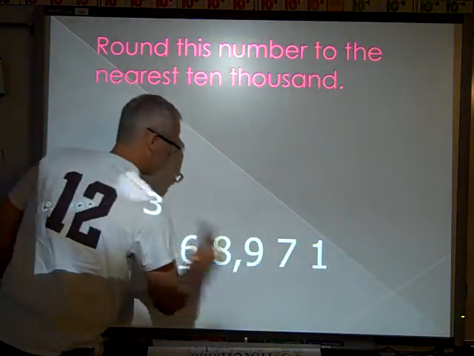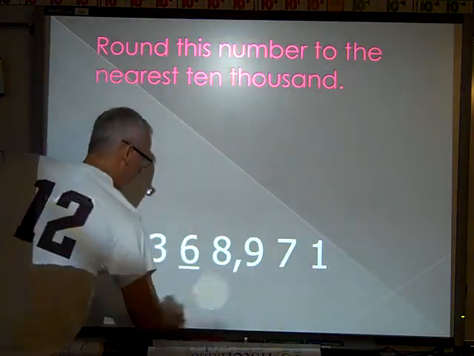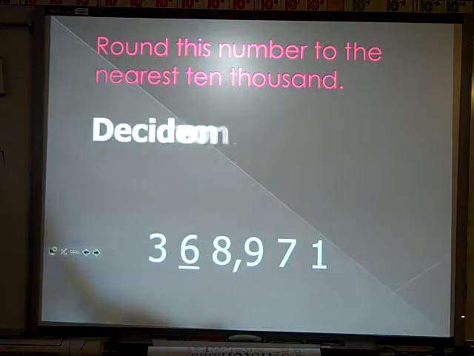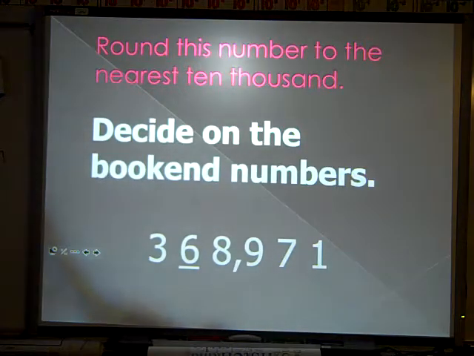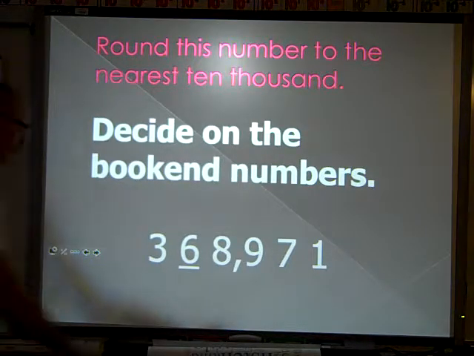Let me get rid of that nonsense. The next step is decide on the bookend number. Now, what in the world does bookend number mean? Think about the word bookend. Have you heard the word bookend? You ever heard that in the library? Bookend means the end of something. Okay? Bookend number. So I take it to mean this.